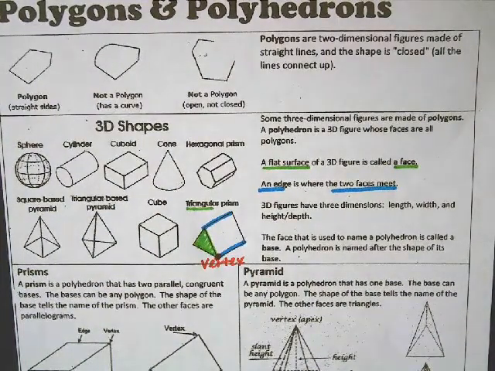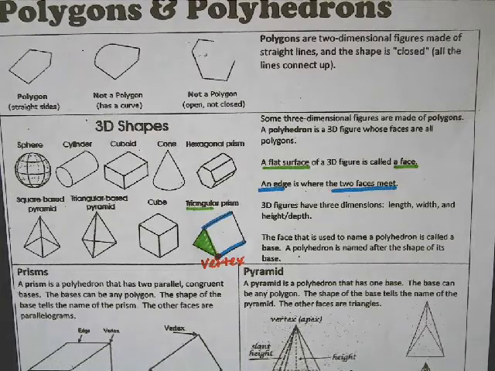So, the face that is used to name the polyhedron is called the base. You know, the song All About That Bass, Meghan Trainor. Okay, being corny. A polyhedron is named after the shapes of its base.